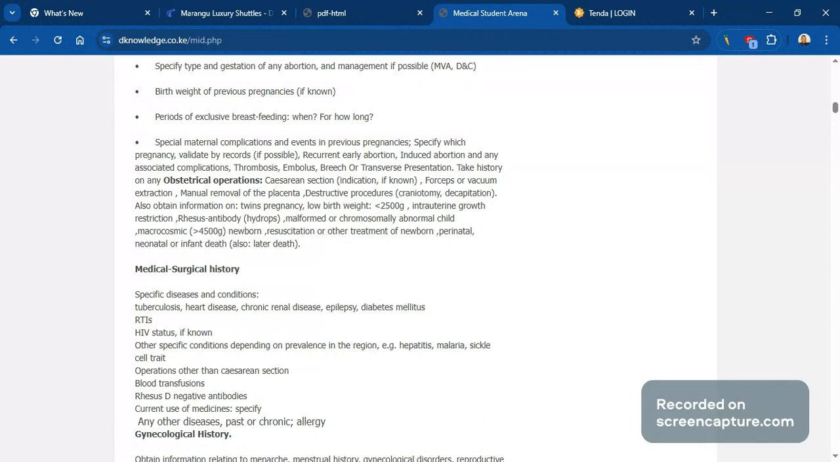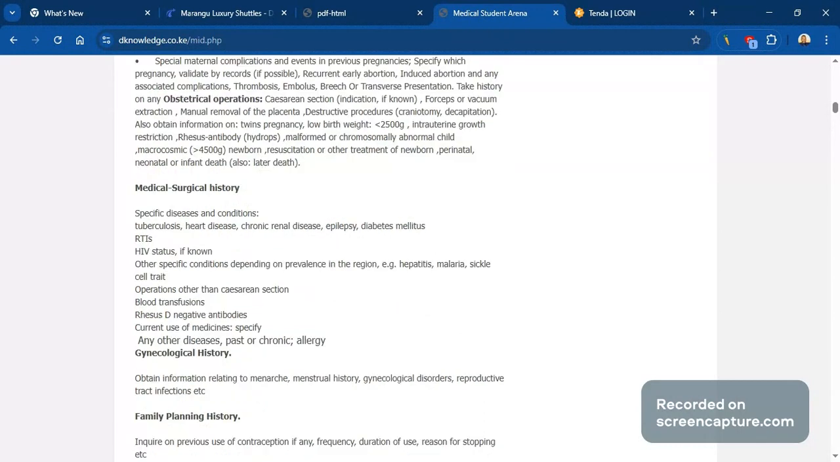Okay, medical surgical history is also important. Now, on medical surgical history, specify if there is any history of surgery, specific disease and condition. Now, if it's medical, you ask about tuberculosis, heart diseases, chronic renal diseases, epilepsy, diabetes mellitus, and all that. Now, HIV status, if known, other specific conditions depending on prevalence in the region, like hepatitis, malaria, sickle cell trait, operations other than cesarean section, ask them, okay?